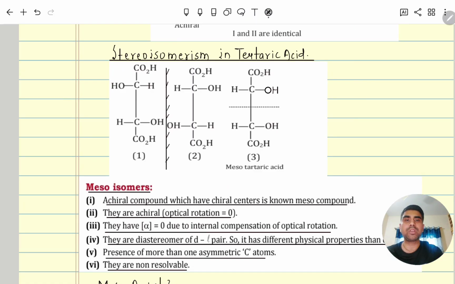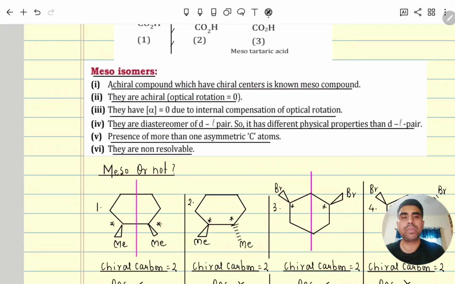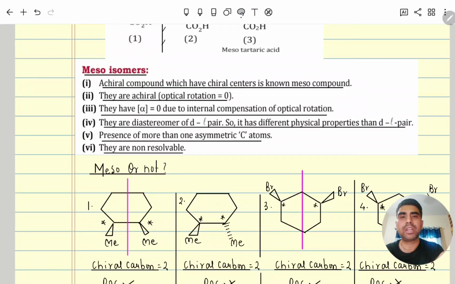Stereoisomerism means the molecular and structural formula are the same, only their optical activity will be different on account of their orientation and geometry. Next, what is a meso compound or meso isomer? It is an achiral compound. Achiral does not mean it has no chiral center; yes, it has more than one chiral center. So an achiral compound which has chiral centers is known as a meso compound.